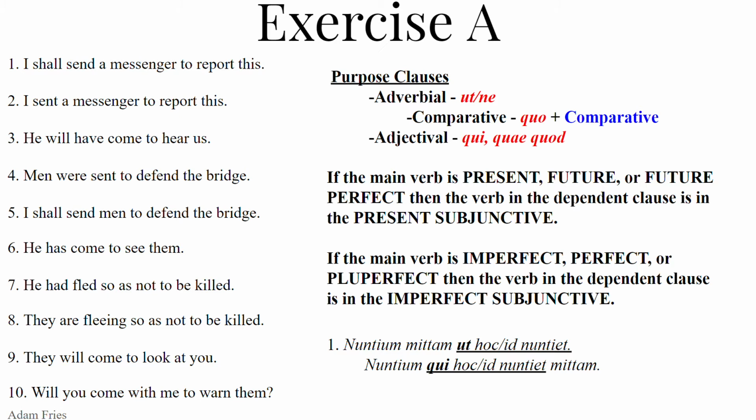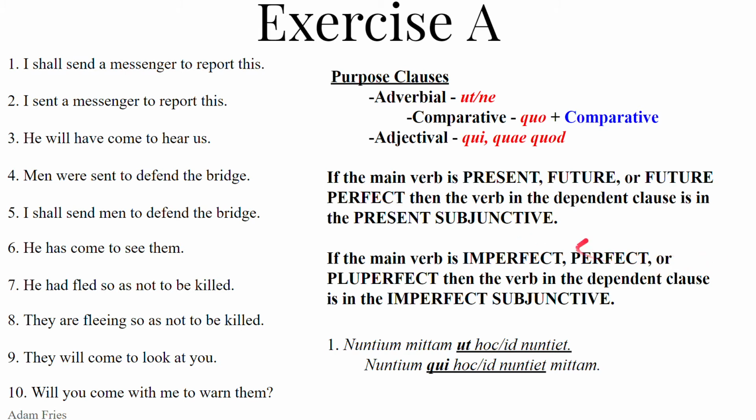Number 4. Men were sent to defend the bridge. Men were sent to defend the bridge. So men, that's nominative plural masculine, viri. They were sent. Were sent. That is third person plural, perfect passive indicative of mitto, mittere, misi, missus. So viri missi sunt. They were sent.